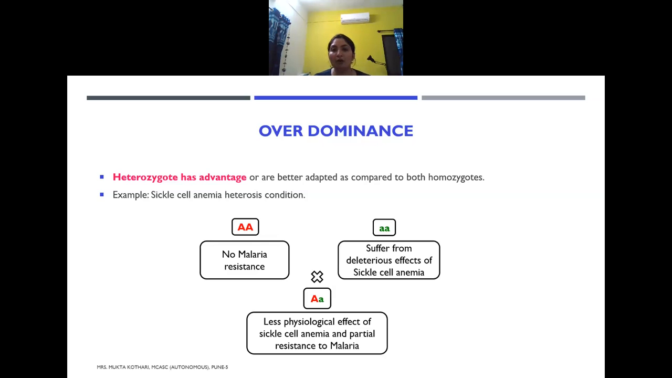Now, why will it show partial resistance towards malaria? Because we all know that the malarial parasite feeds on the hemoglobin present inside the RBCs. It enters the RBCs at a particular stage and starts multiplying inside them. But if the RBCs are sickle shaped, it cannot enter them, and hence the heterozygote will show partial resistance towards malaria.